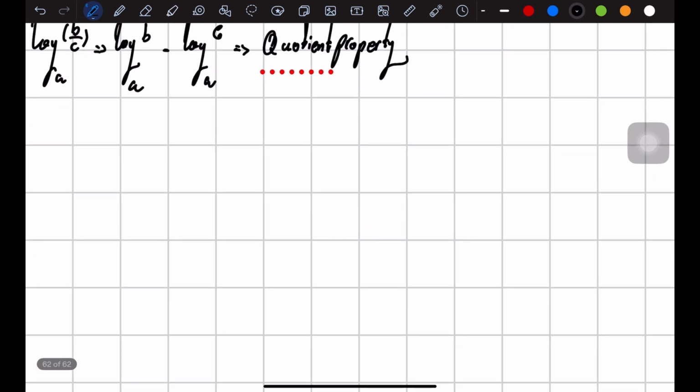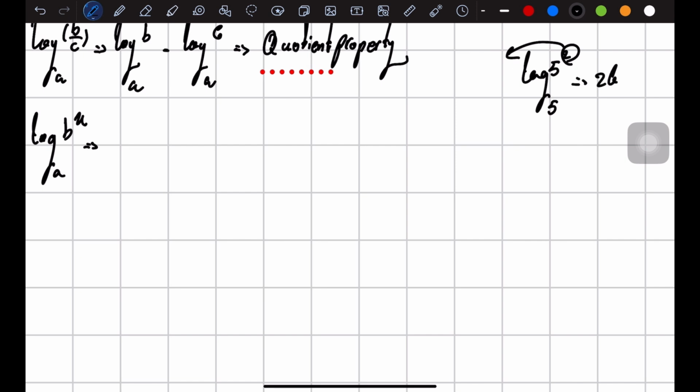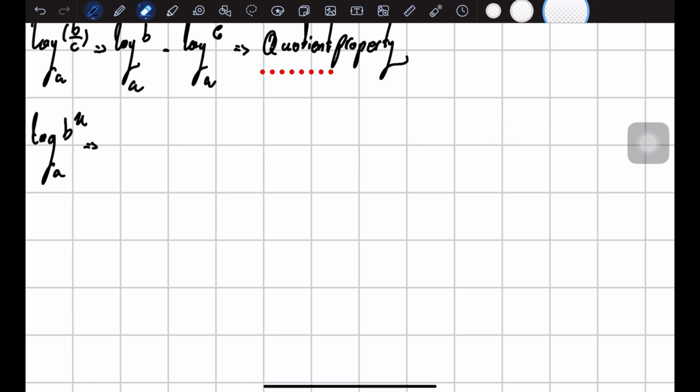Now here, what if it's log_a of b with the power of x? And if you remember, when we said log of 5 to the power of 2, I put the 2 behind the log. And that's what it says here. This one will be x log_a b. This one is called the power property.